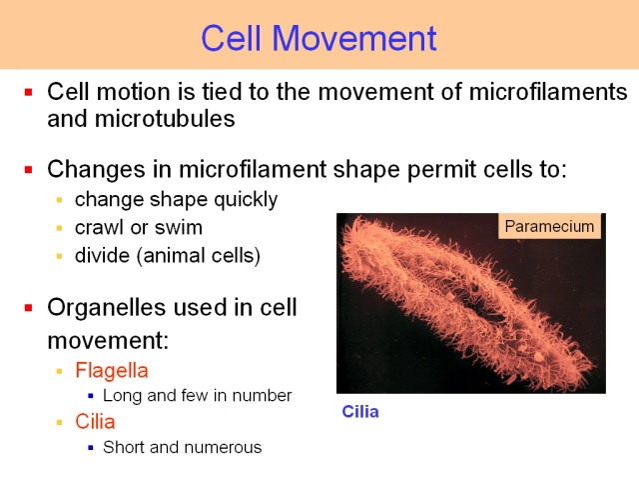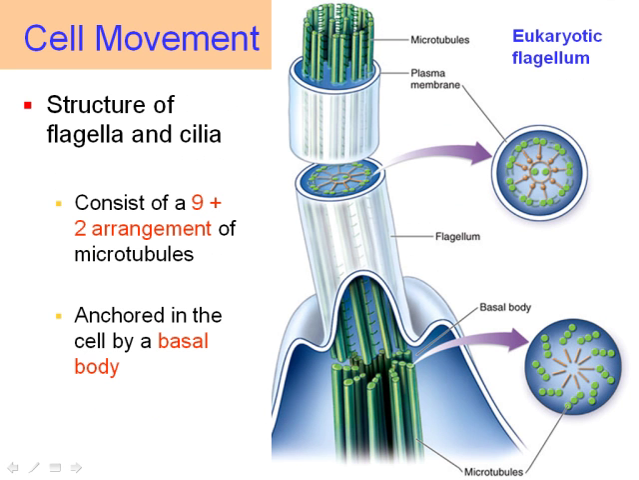Right here we have an example of a single-celled organism, a protist called the paramecium, and we have on that cell several cilia, multiple cilia that are going to be extremely important for the movement of this organism, and also the cilia are going to allow the organism to move food particles toward its mouth. Let's take a closer look at the structure of flagella and cilia.